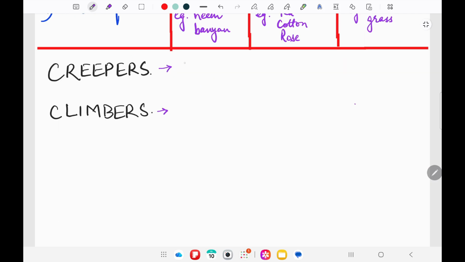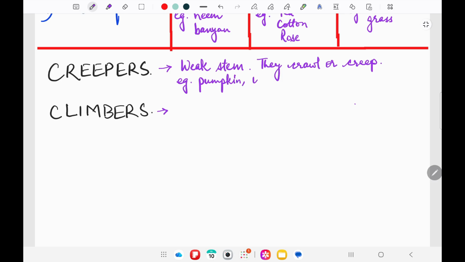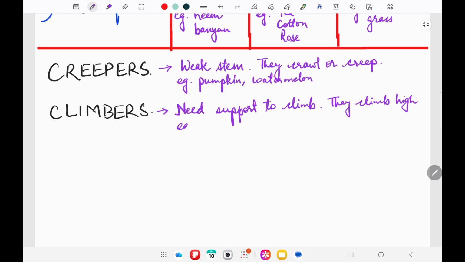In creepers, the stems are very weak and so they crawl on the ground. They crawl or creep on the ground. Example, pumpkin and watermelon. There are many more. Climbers need support to climb. They need support of other plants or they need support of a wall or anything. Example, money plant, grapes.